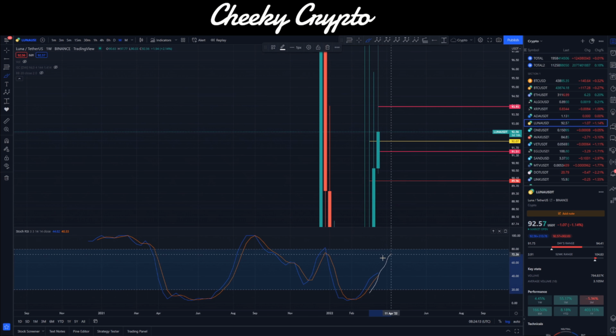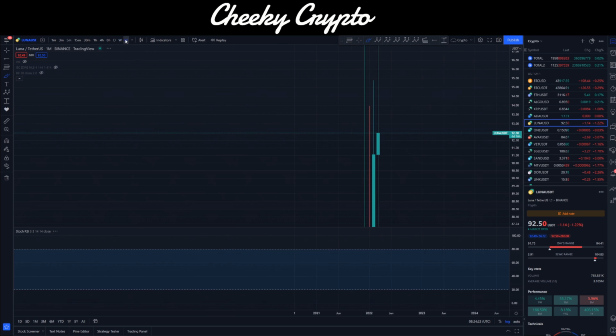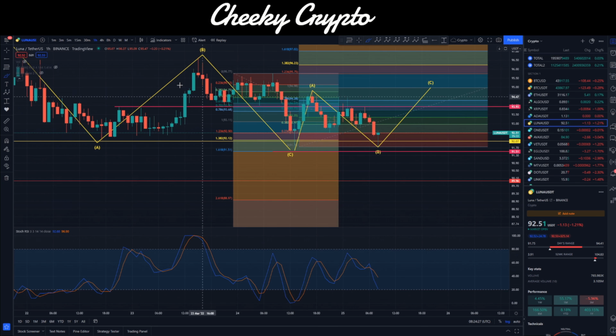The weekly stochastic has plenty of room to grow, so that doesn't bother me, which means we're probably in a wave 3 or coming into a wave 3 of a 5-wave move on a grander scale. So we'll just bear that in mind. And there isn't really anything for the weekly chart there or the monthly chart. So that's pretty good stuff. So essentially, yeah, Terra Luna's in a really good spot.